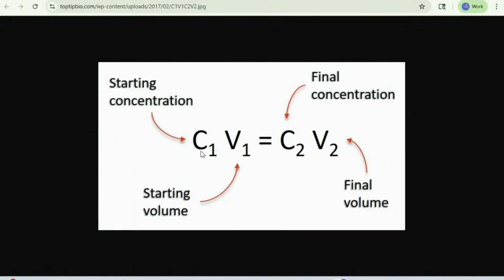You start with some sort of concentration and some sort of volume. Then you add something else into it, and you get the new concentration multiplied by the new volume. This whole multiplication should equal each other. You cannot add or destroy matter. Whatever you have in that beaker or solution should equal each other.